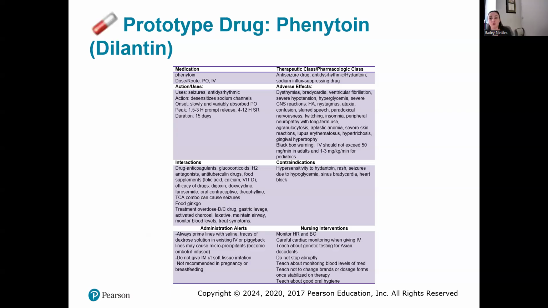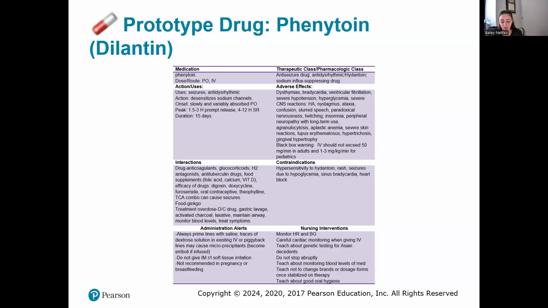If you give this IV, there is an extreme warning. You should not exceed 50 milligrams per minute in adults. Okay, period. Don't go any faster. It is not IV push. Pay attention to what you're doing. You can cause someone to have toxicity really fast.